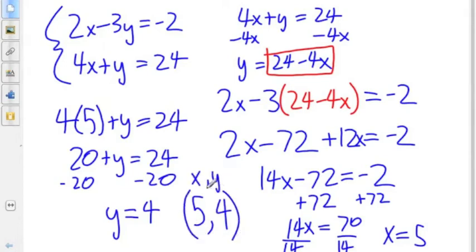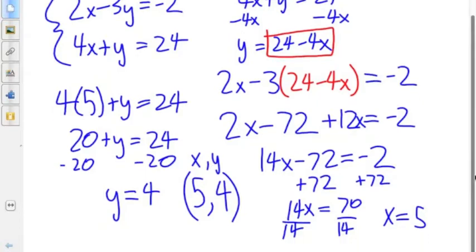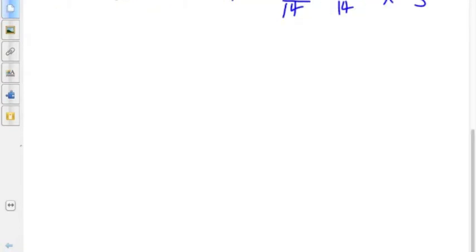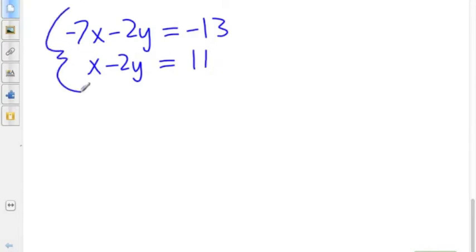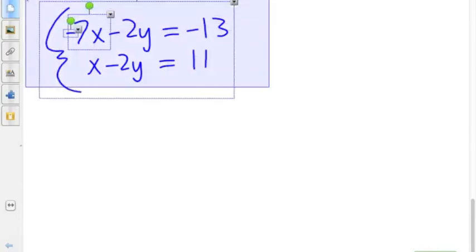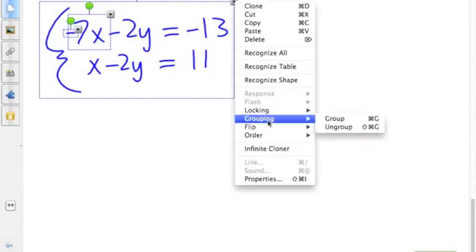All right, let's keep going. Let's do another one. In this example, we have negative 7x minus 2y equals negative 13, and x minus 2y equals 11. Usually systems of equations are written with a single set bracket. I don't know who makes these things up.